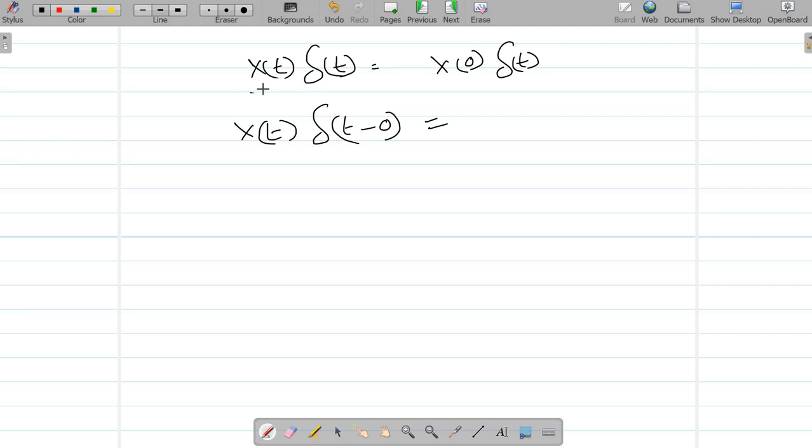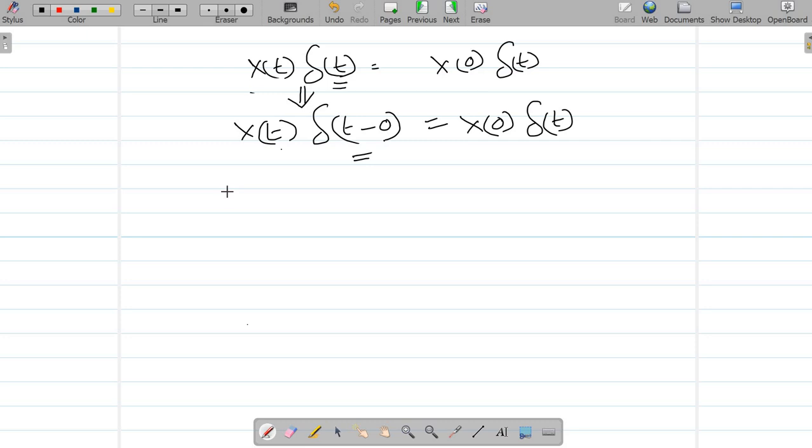A function x of t, when multiplied with a delta function, gets evaluated to this. What happens is, we write the delta part like this, and then whatever value is found here, in this case 0, though not in all cases it will be 0, has to be substituted into x. That means we get this.